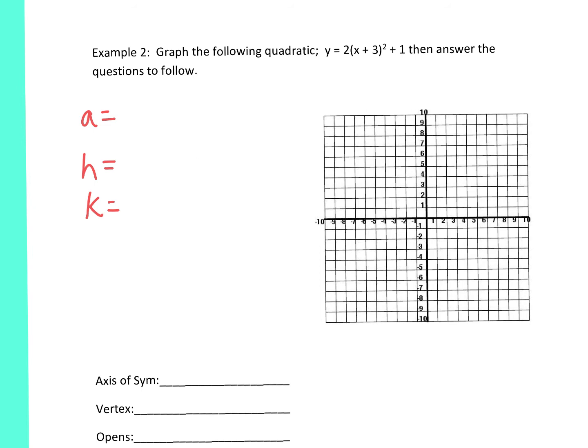So first we look, what is A going to be? 2. Okay, it's that front number. What is H going to be? -3. Because again, H is the one that's deceiving. We always got to change its sign. So that's -3. And then last but not least, K, 1.